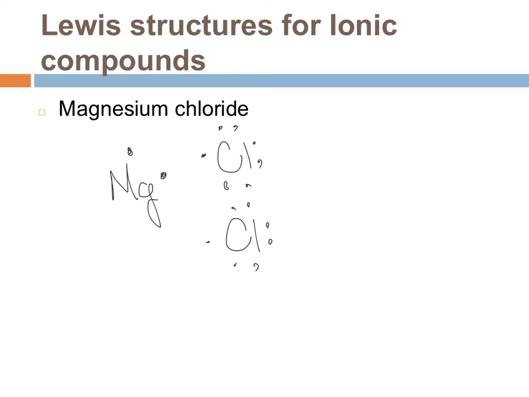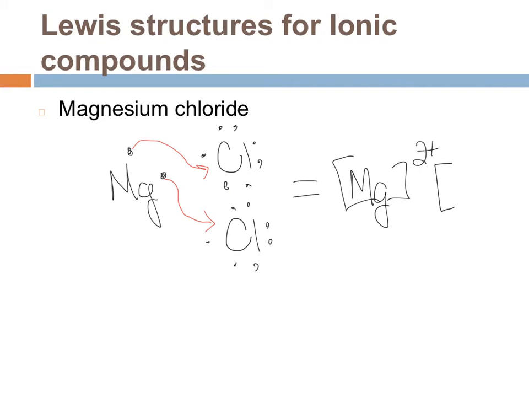And what we want to do is show an arrow to show where the electrons are donated from and where they are donated to. So 1 electron from magnesium is donated to one of the chlorines, and the other electron from the magnesium is donated to the other chlorine. That is going to create a magnesium 2 plus ion and 2 chlorine ions with a -1 charge.